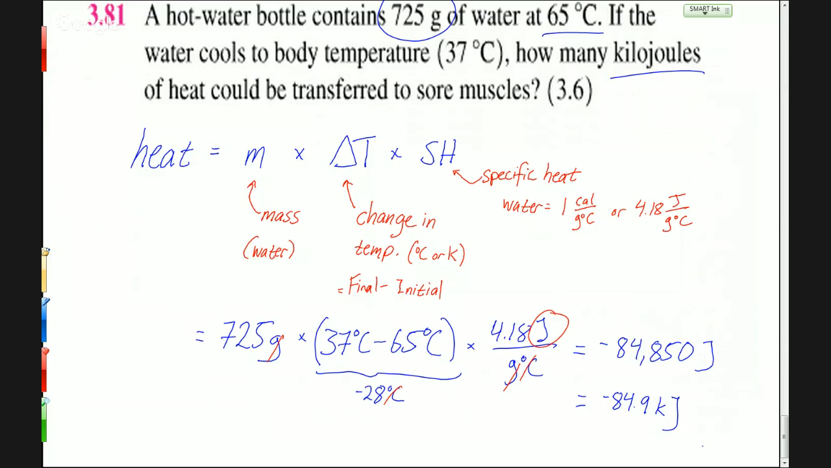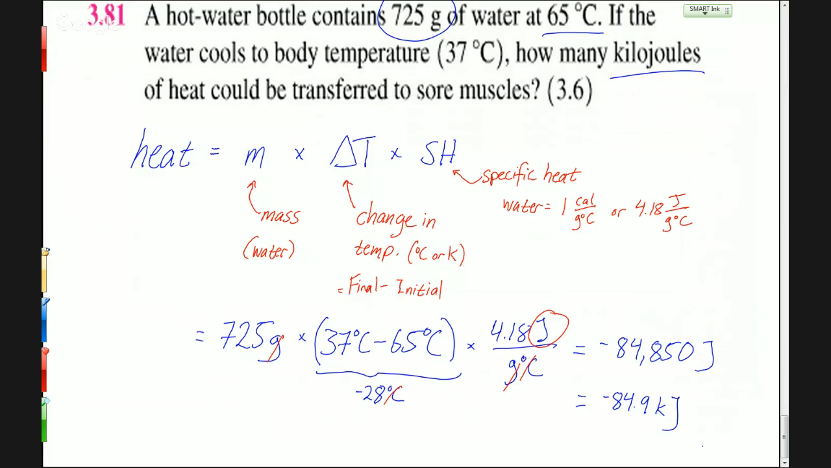Okay, a couple things. First, is it important that that be negative? For our purposes, no, doesn't matter if you report that as positive or negative. The negative tells us which direction the energy is going. So the energy is going away from the hot water bottle, away from the water. So it's exothermic if your system is the water. But if you're thinking about your body, then it's endothermic because the heat is going into the muscles.